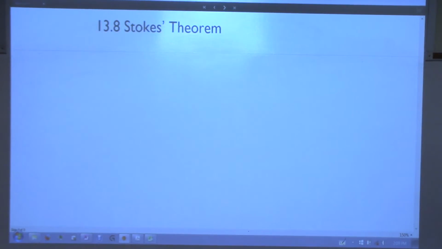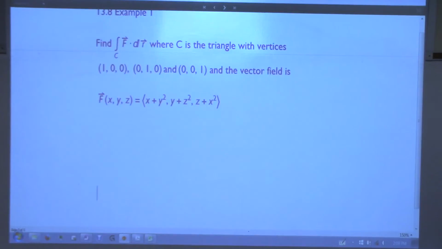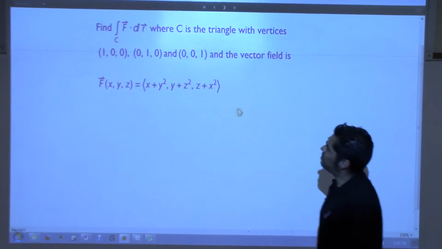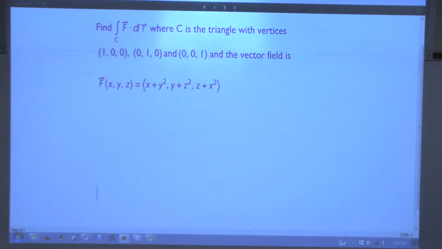All right, let's go now and look at this. I have, I think, 2 or 3 examples in here. Okay, let's look at this one and appreciate the work we're not going to have to do. All right, so we have a line integral over C, where C is the triangle with vertices (1, 0, 0), (0, 1, 0), (0, 0, 1), and the vector field is given there.